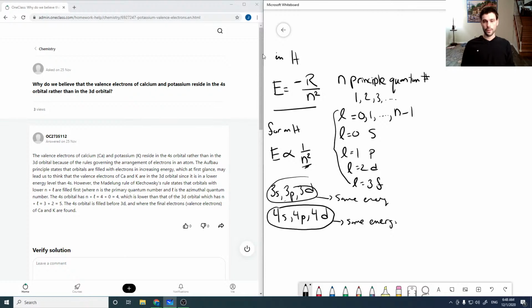Now how we can account for these easily or remember them is given by Madelung's rule, which states that orbitals are filled up by n plus L. And for states with the same n plus L, then we go by n.